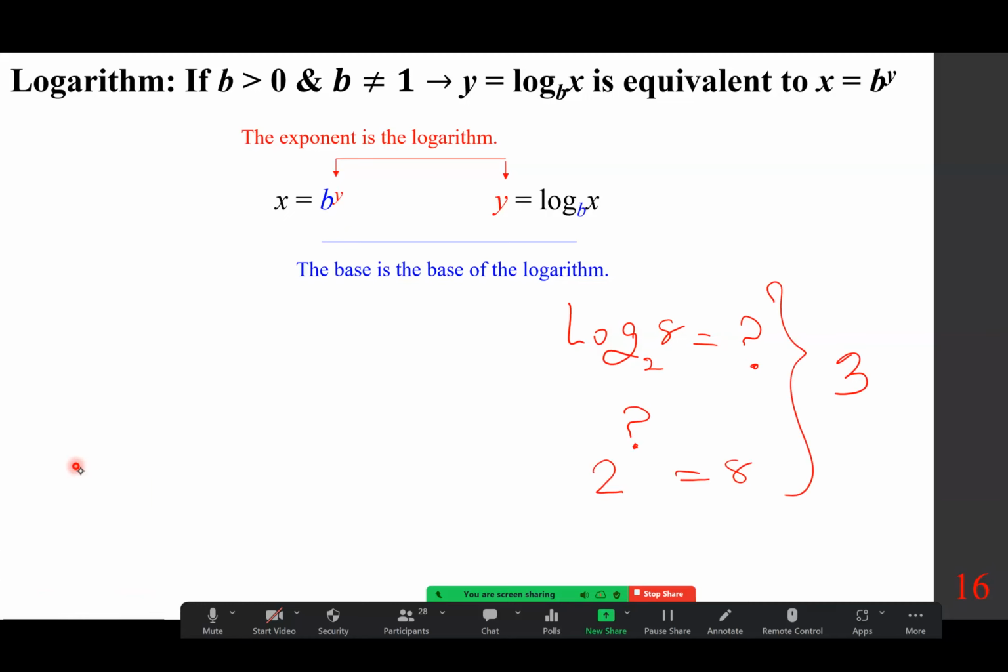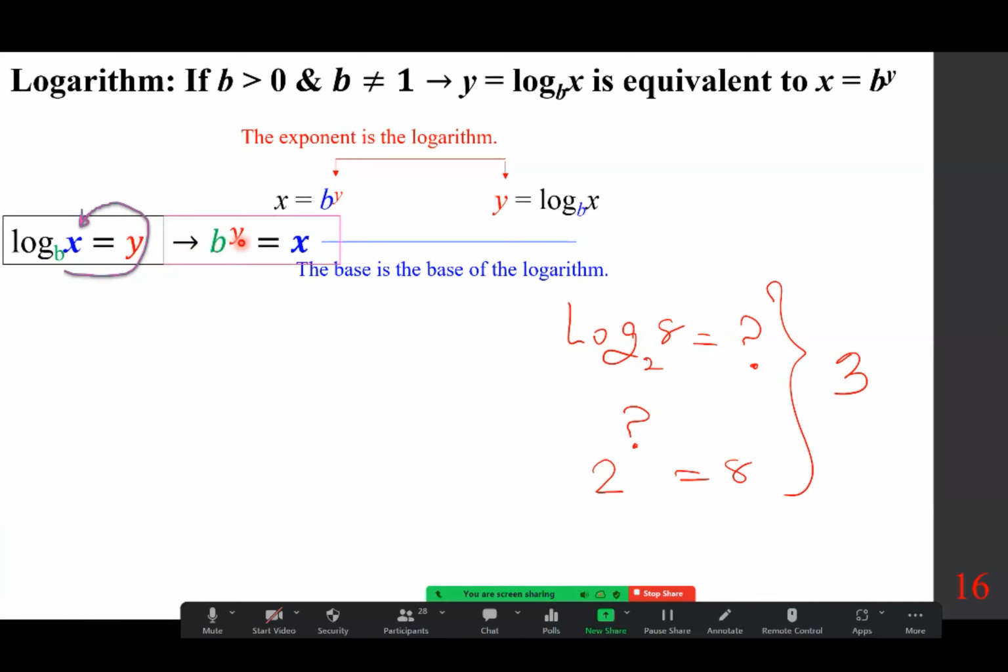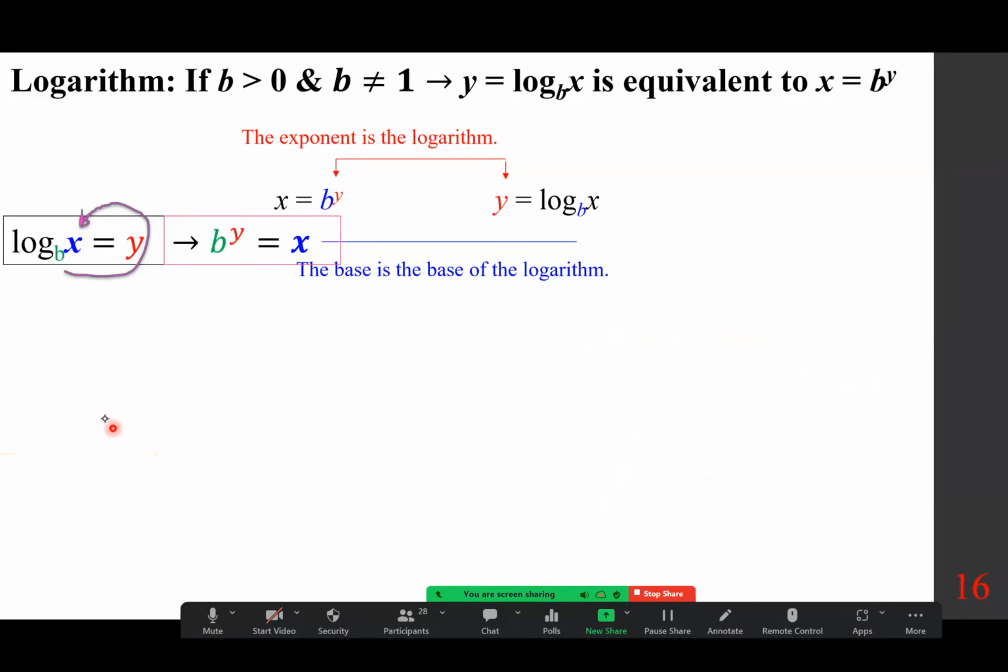Now, look at the arrow that I'm going to put here. b to the power of y is x. In both cases, b is the base. In both cases, y is the exponent. All right.